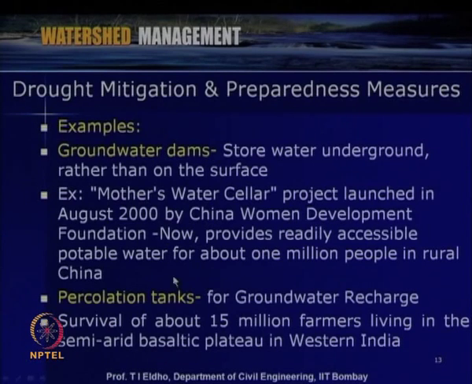And then also we can go for percolation tanks. Percolation tanks we can use for temporary storage of water, and they also act as groundwater recharge to the aquifer systems, so that the water will be available. These percolation tanks have been used effectively in many parts of Western India, like Maharashtra, Gujarat, and Rajasthan. This has been the source of water for 15 million farmers in the semi-arid basaltic plateau in Western India. So as far as mitigation preparedness is concerned, we can go for groundwater dams, percolation tanks, and many other schemes depending upon the geographical conditions and the area.